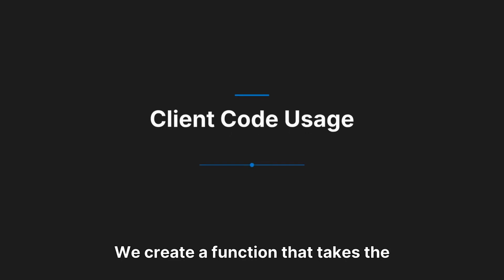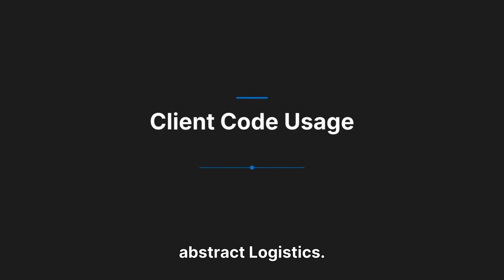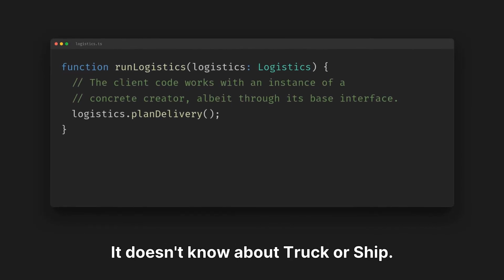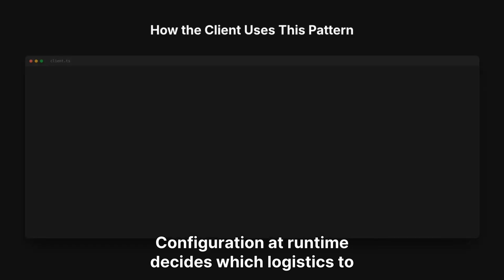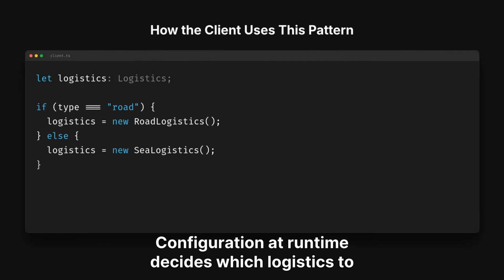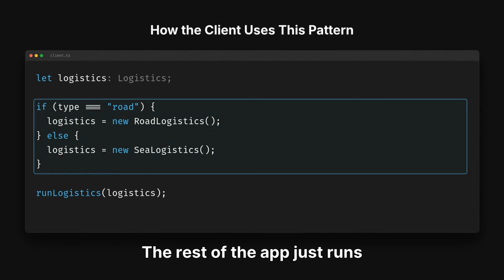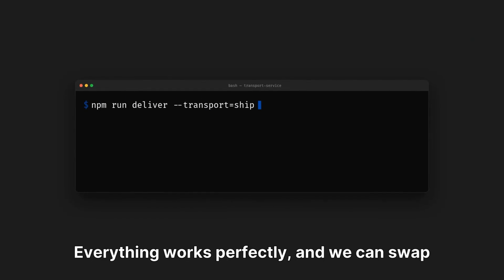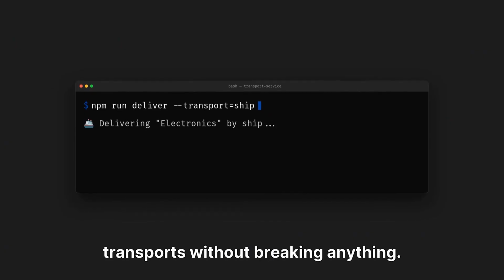Here's how the client code uses this pattern. We create a function that takes the abstract Logistics. The runLogistics function works with any logistics type. It doesn't know about Truck or Ship. Configuration at runtime decides which logistics to use. The rest of the app just runs with it. Look at the output. Everything works perfectly, and we can swap transports without breaking anything.